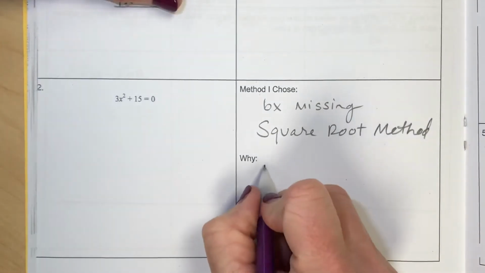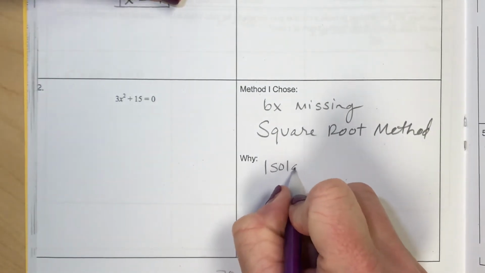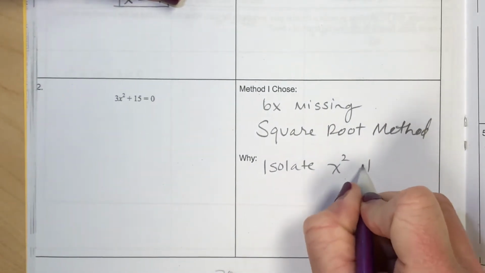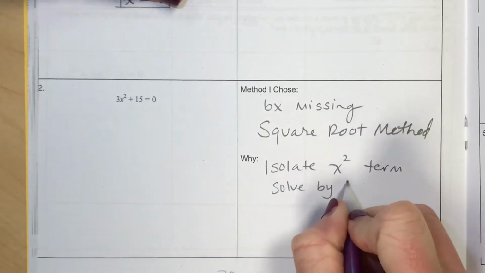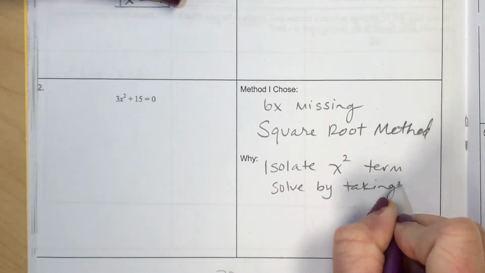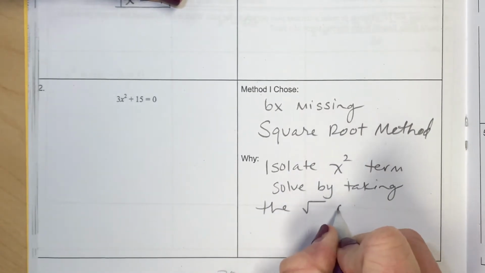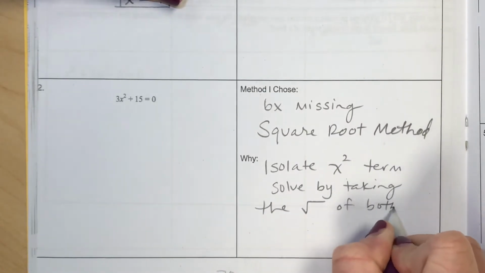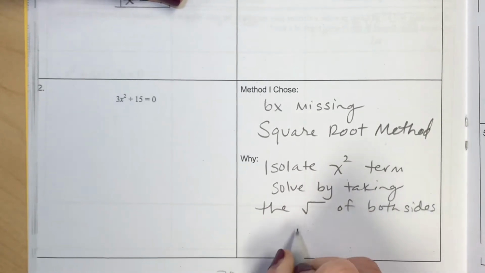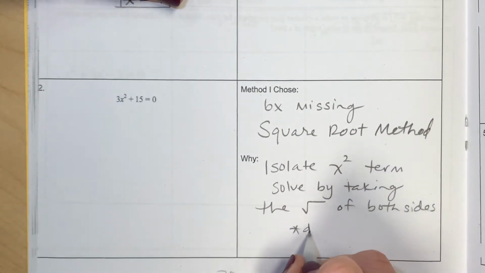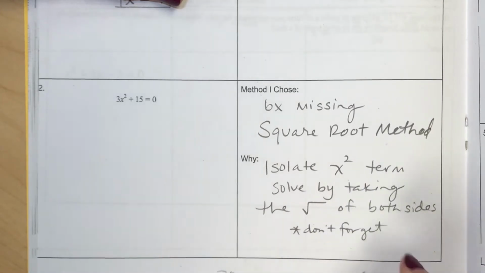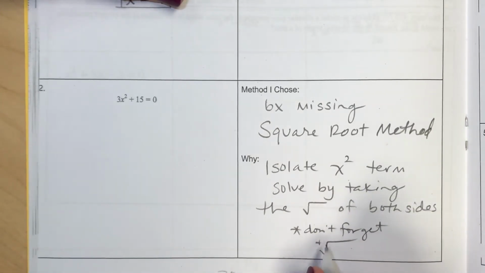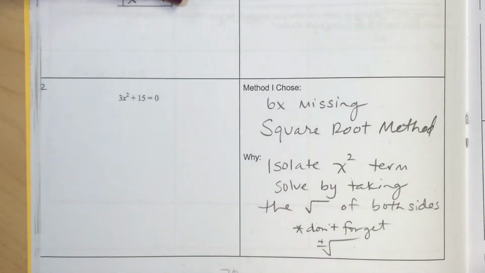And then I'm going to say here, isolate your x squared term and solve by taking the square root of both sides. And I'm going to also remind myself, don't forget, if you apply this sign, don't forget the plus and the minus, because I know that sometimes happens.